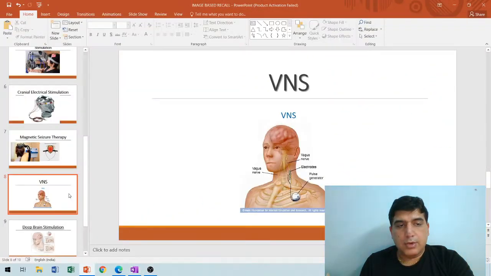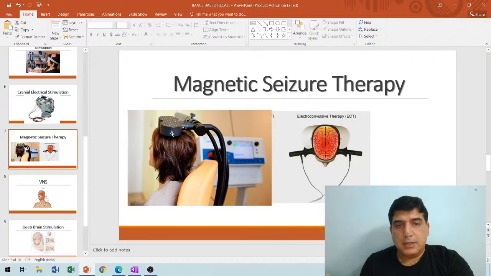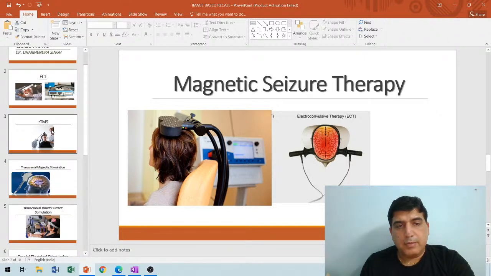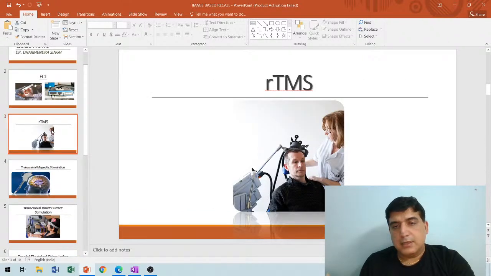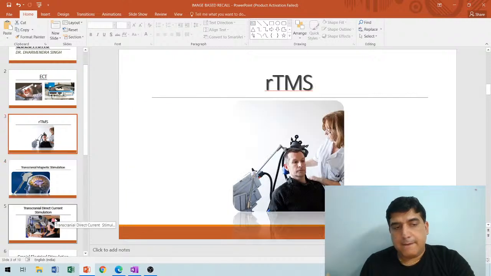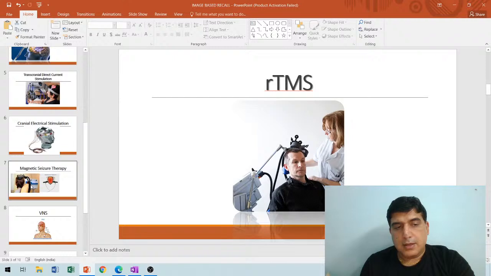Dr. Dhampal is asking whether MST and it look the same. No, it doesn't. In MST it appears similar, but the apparatus is different. This is the kind of apparatus you will get in RTMS. They will show you a picture like this, so you can remember it like this. And this is the MST.